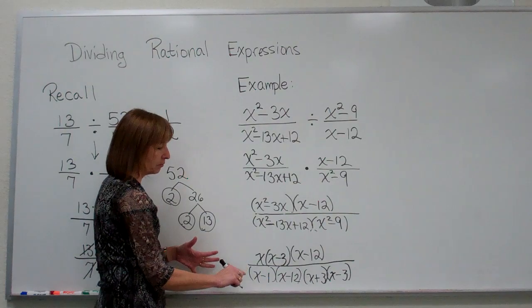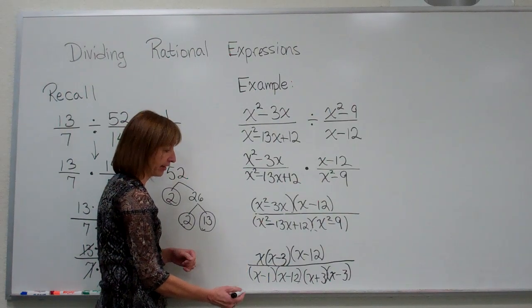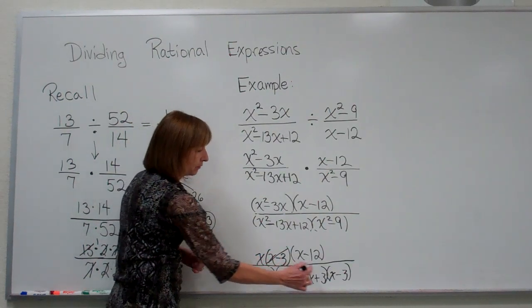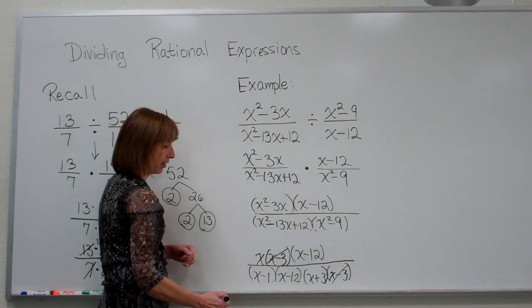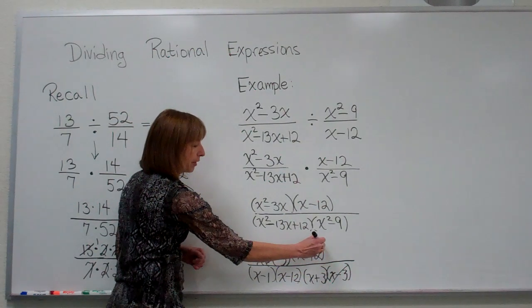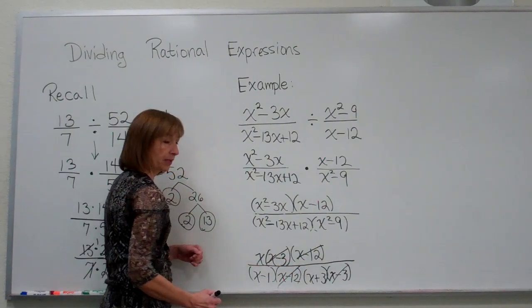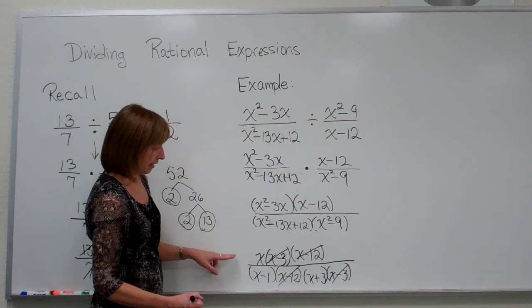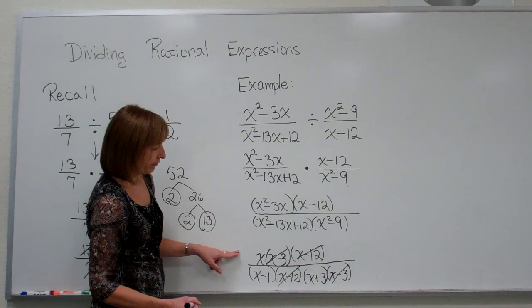Okay, so everything's been factored. I'm ready to remove my common factor pairs. X minus 3's are a common factor pair. And I also have a common factor pair of x minus 12 between the numerator and denominator. But then that's all that removes as common factor pairs.